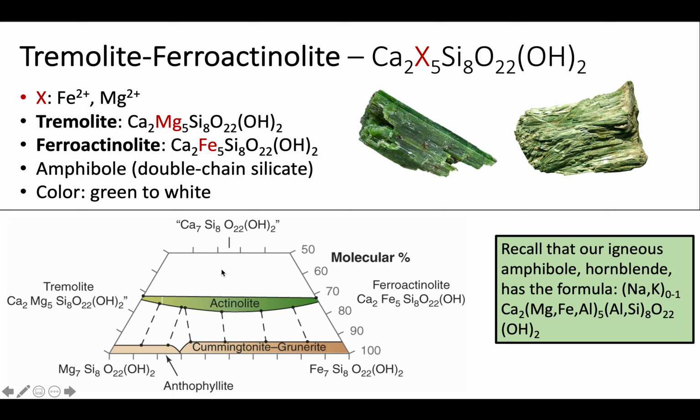But we would need a third dimension to represent the amount of aluminum in amphiboles as well, if we wanted to represent kind of the whole range that amphiboles could take. And in fact, we'd actually need like a fourth dimension or even a fifth dimension to represent the amount of sodium and potassium as well. So amphiboles are very complicated and a little bit harder to kind of draw out on paper in terms of their solid solutions.